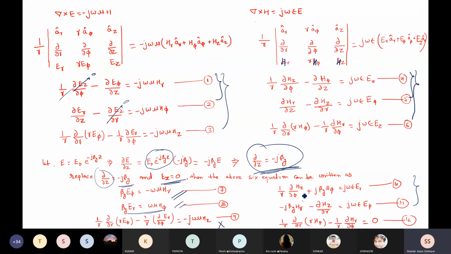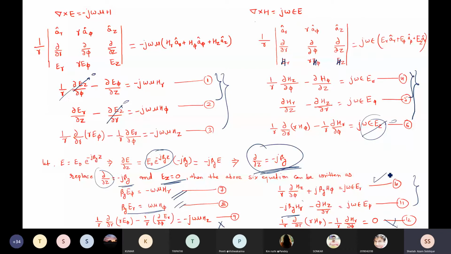So (1/r)(∂Hz/∂φ) + jβg Hφ = jωε Er. And similarly, ∂Hr/∂z can be −jβg Hr − ∂Hz/∂r = jωε Eφ. Now Ez is equal to 0, and this can be written again.